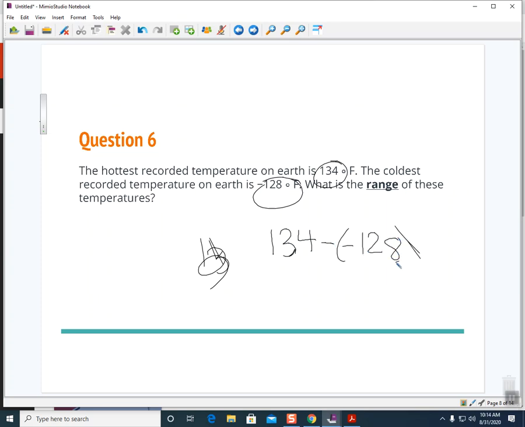-128. And I just said two negatives make a positive, right? So we're going to actually add these two together. That means we're left with 262. And that makes sense, right? If I'm starting at -128, in order to get to 0, I need to go 128 places. Once I get to 0, I need to go another 134 places. So it would make sense that my answer would actually be bigger than the two numbers that I have.